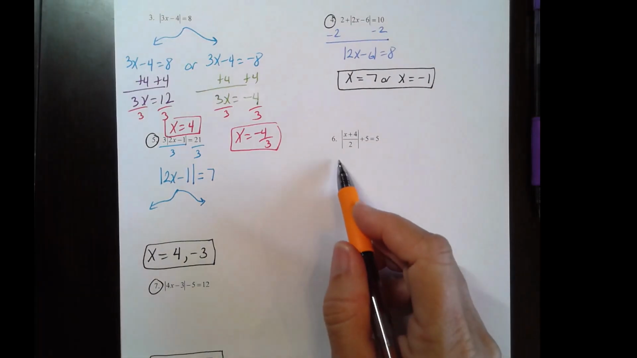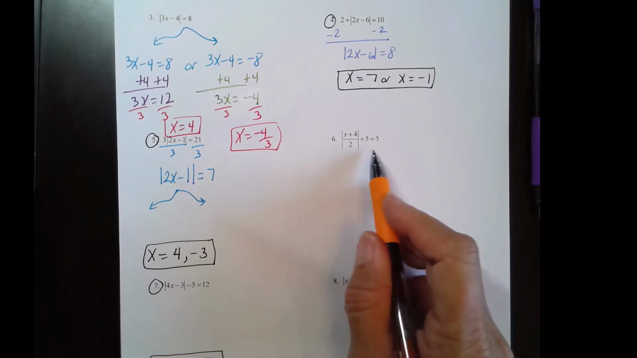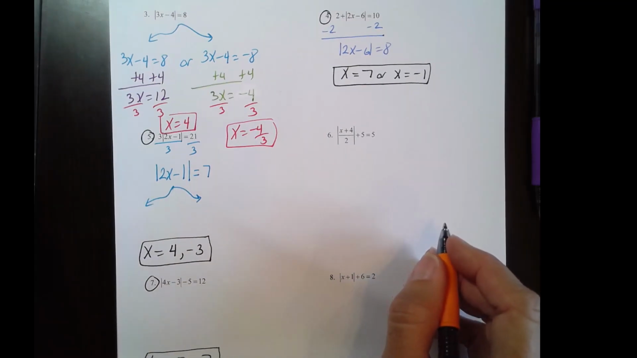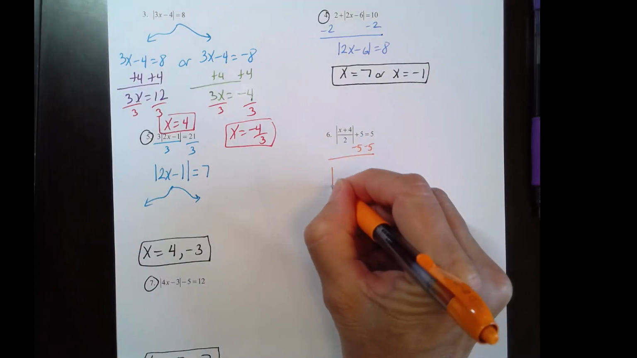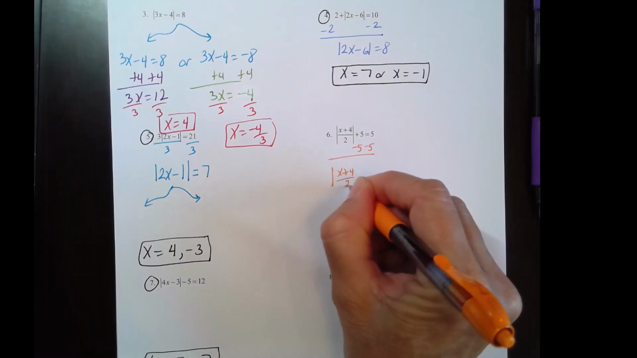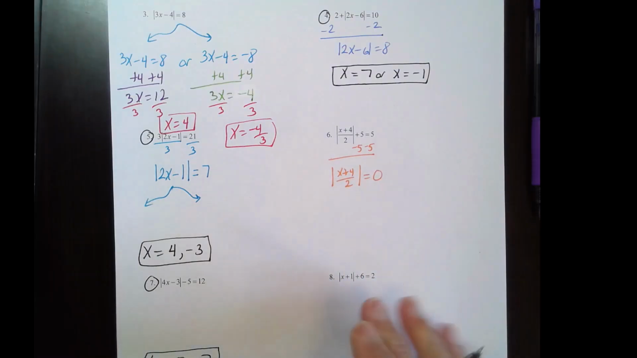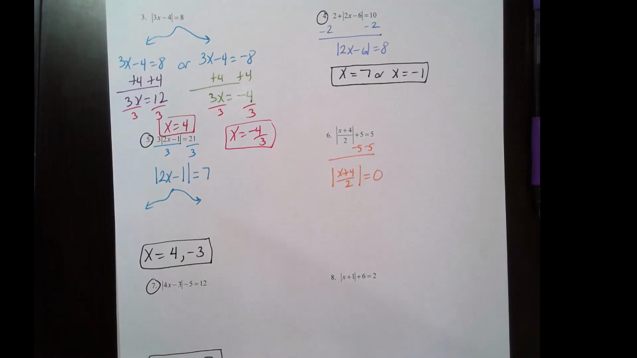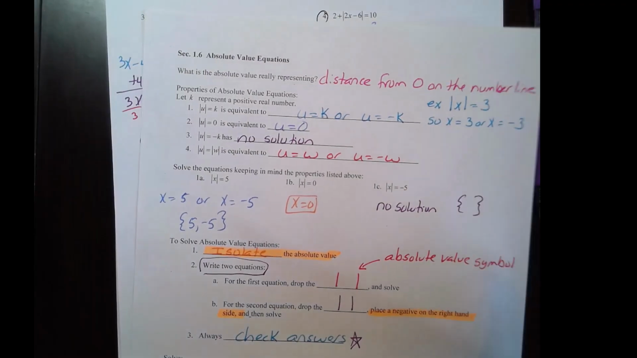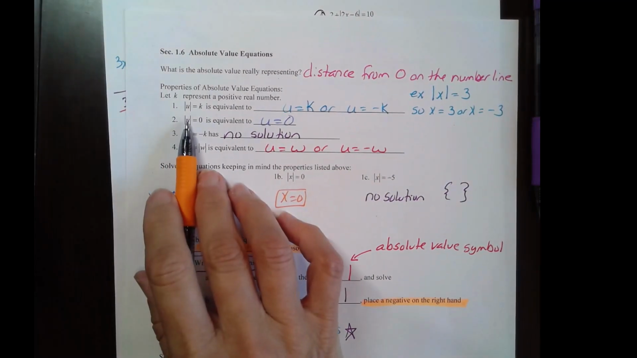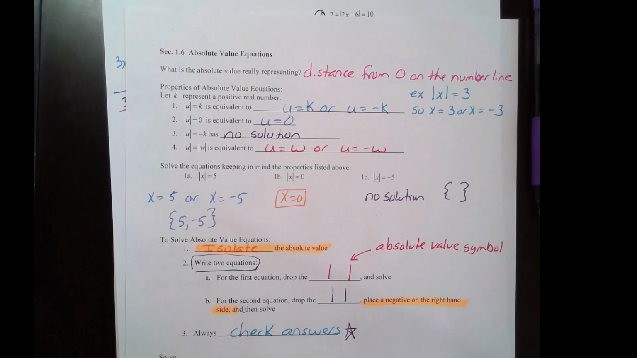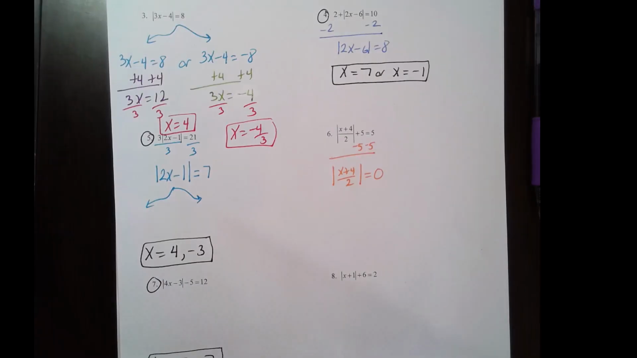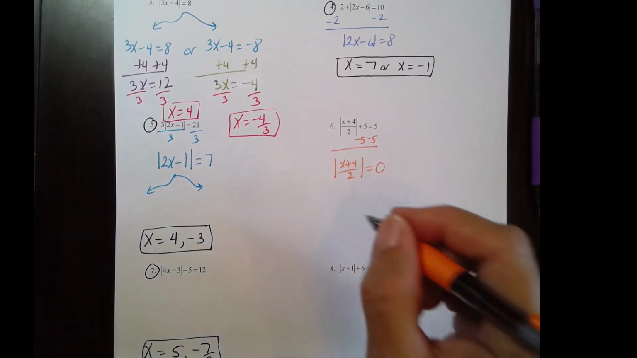Number 6, the absolute value of x plus 4 divided by 2, plus 5 equals 5. First things first, we want to isolate. So subtract over the 5. And when we do so, we get the absolute value of x plus 4 over 2, close the absolute value, equals 0. So this falls under a different property. Looking back at our list, the absolute value of u equaling 0 is equivalent just to u equaling 0. You could break it up into two equations, and one would equal a positive 0, and the other would equal a -0. The 0 doesn't have a sign, so we don't have to do that.